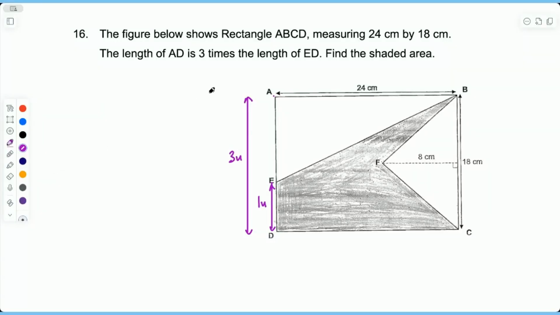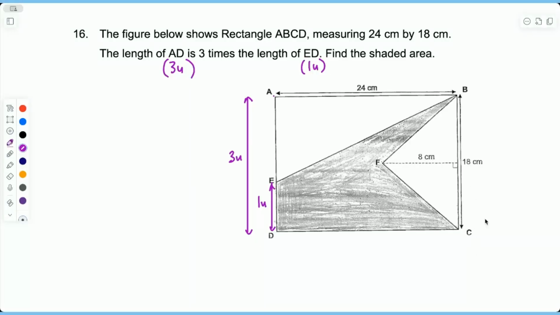Question 16, the figure below shows rectangle ABCD. The length of the rectangle is 24 cm and the breadth is 18 cm. The length of AD is 3 times the length of ED. AD is 3 units and ED is 1 unit. We need to find the shaded area.